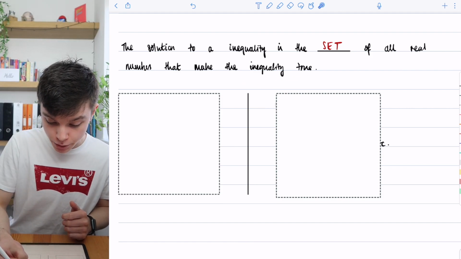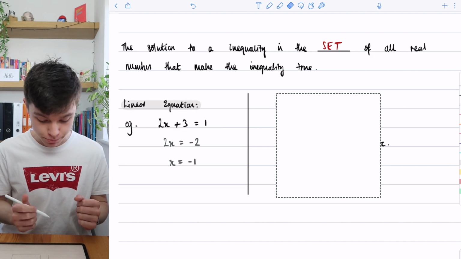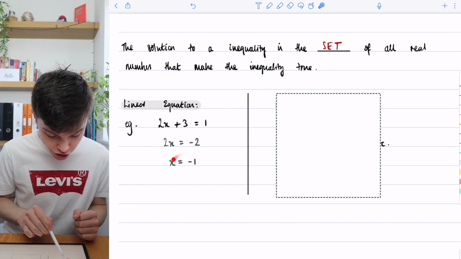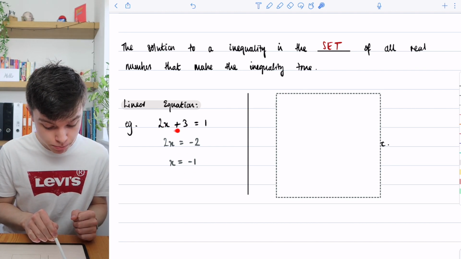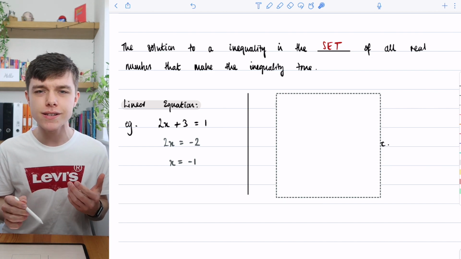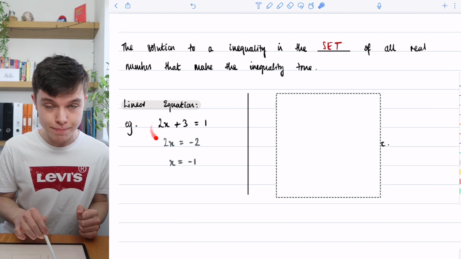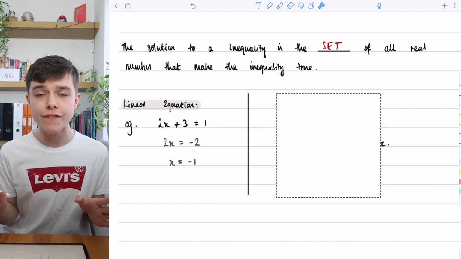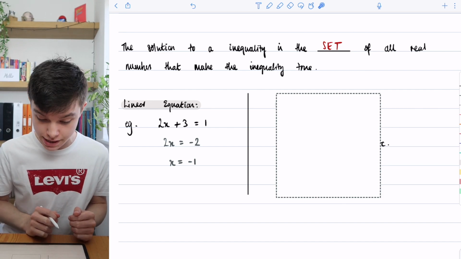So for example, if we have a look here, this is a linear equation. It's like an example I've just solved. We can substitute here x is equal to minus 1 to get minus 2 plus 3, which is 1. So that solves our equation. There's one value to a linear equation that makes that true. Any other value of x doesn't work. We don't get 1 on the left-hand side.